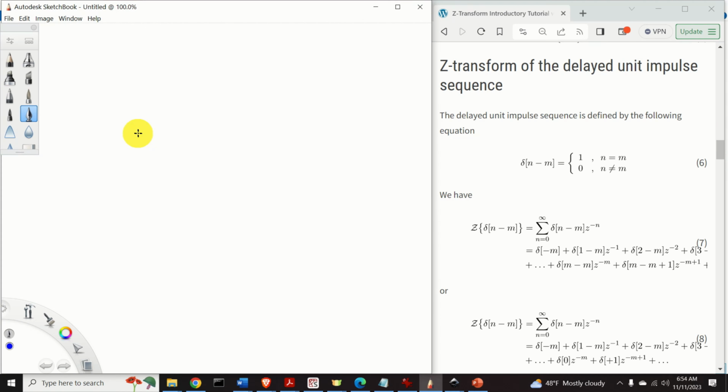How about the z-transform of the delayed unit impulse sequence? The delayed unit impulse sequence is defined like this. Delta of n minus m is equal to 1 when n is equal to m, and it's equal to 0 when n is not equal to m.